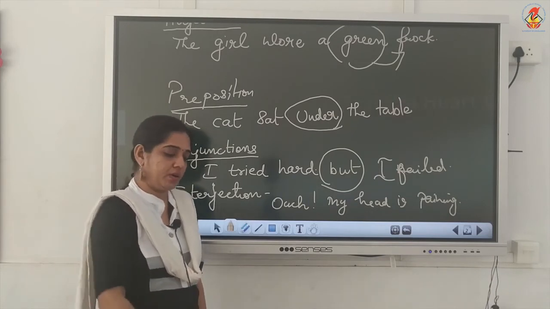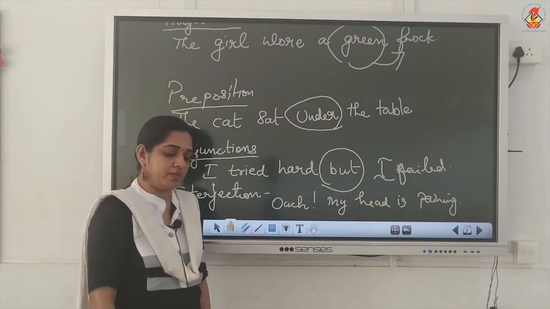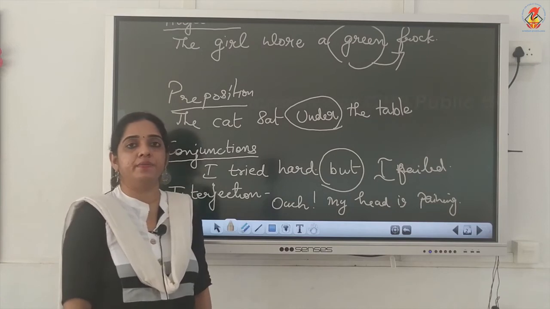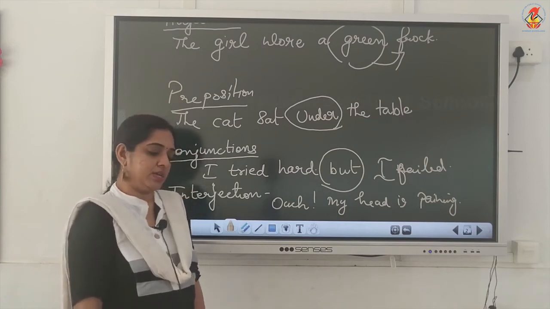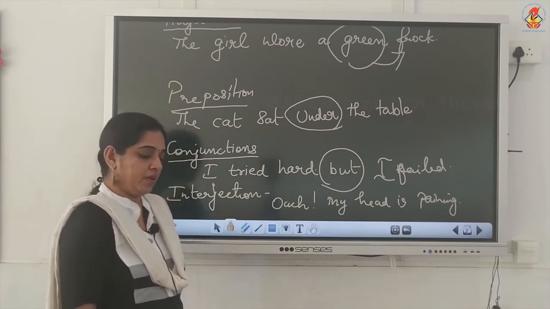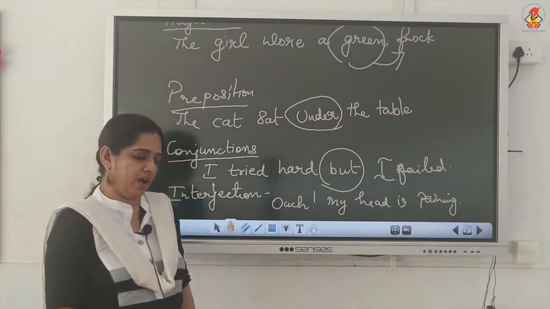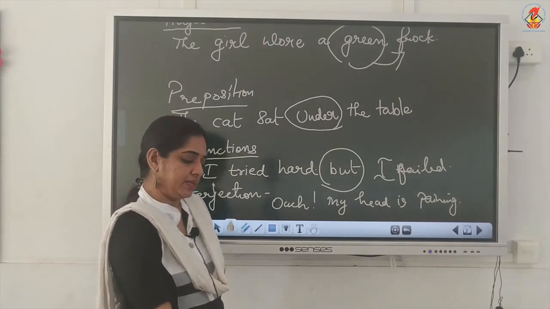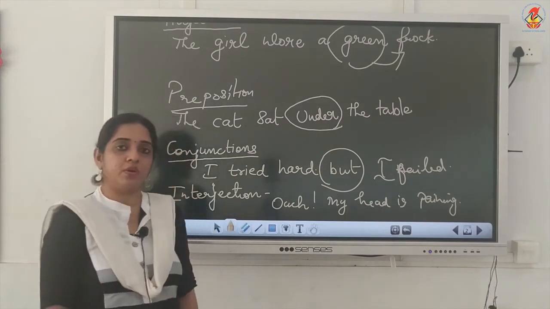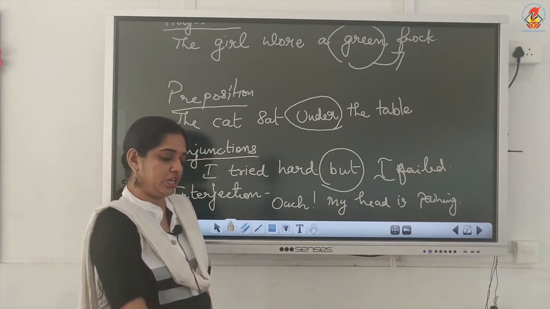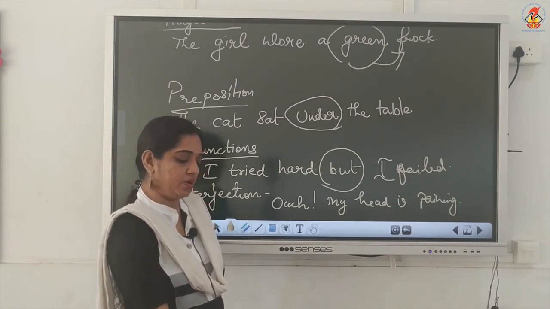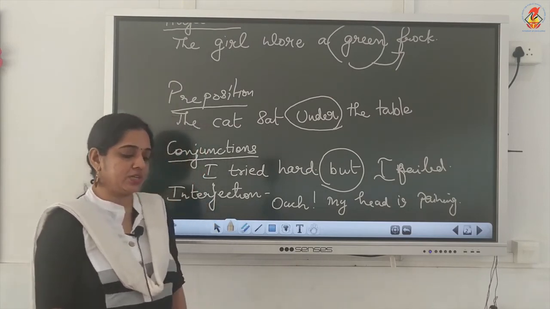Okay, the second one, how will you do? She wanted to buy the brown teddy bear. So here, what is the noun? Teddy bear is a noun. Then underline the pronoun. What is the pronoun here? She. She is the pronoun. And adjective.